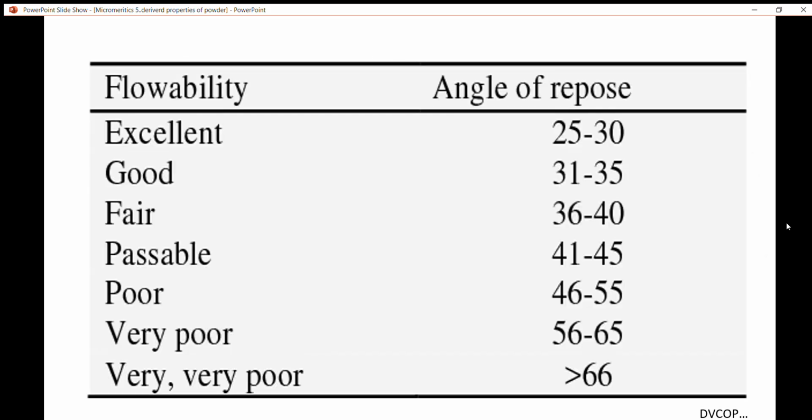This is the table showing the relationship between the flowability and the angle of repose. If the value of the angle of repose is 25 to 30, then the flowability of powder is excellent. If the angle of repose is 31 to 35, then flowability is good. If the angle of repose is 36 to 40, then flowability is fair. Means as the angle of repose increases, the flowability decreases. At an angle of repose more than 66, the flowability is very poor.